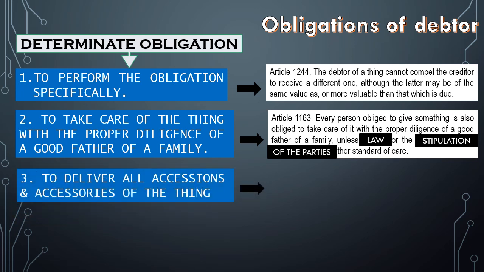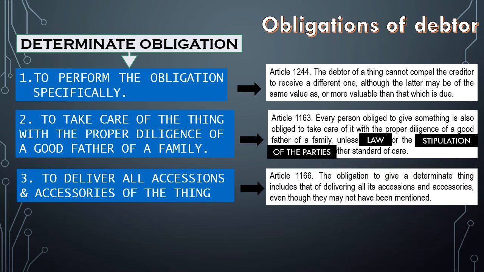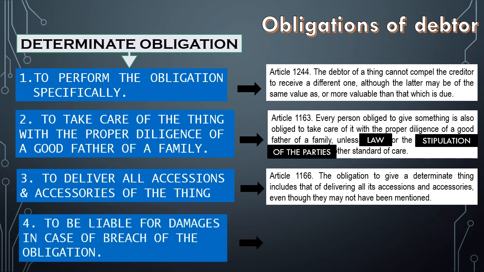Third, the debtor has the obligation to deliver all accessions and accessories. Your basis is Article 1166. The obligation to give a determinate thing includes also the delivery of all its accessions and accessories, even though they may not have been mentioned. And last, the debtor is liable for damages in case of breach of the obligation.